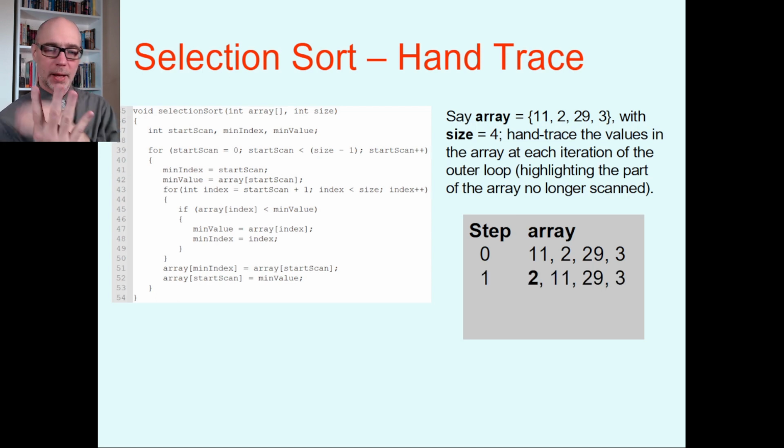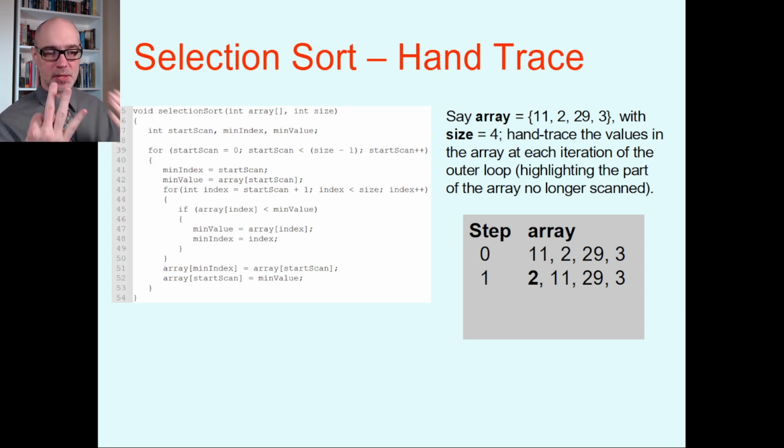Now, once I'm done with that, again, 2's in the correct location, right? The smallest thing obviously goes in the first location. We're not going to worry about that anymore. I have that in boldface to indicate that. So I come back to line 39, and now start scan is going to be 1. I'm going to find the correct thing to go in position number 1. So as we scan this, the find the smallest code starts from 1. We're going to look at 1 and 2 and 3 and find the smallest thing there. Now, obviously, that's the 3.